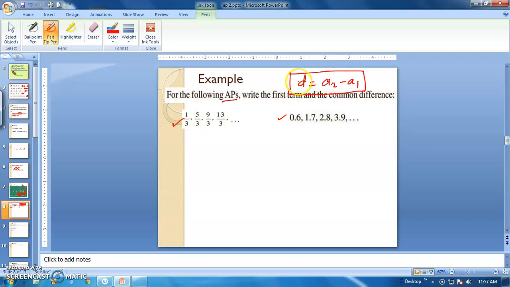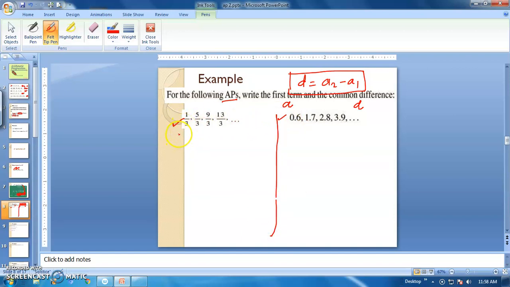Here what they are asking: in an AP, write the first term and the common difference. The first term is denoted by the letter A and the common difference is denoted by the letter D. So, for the first question, here this is the first question.